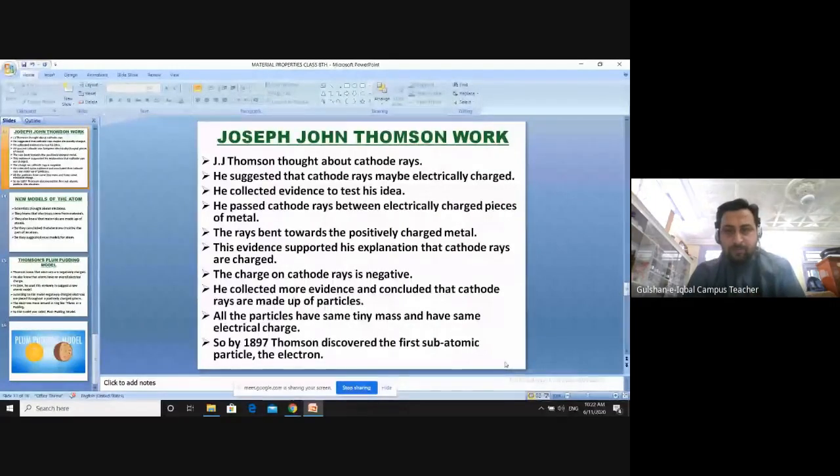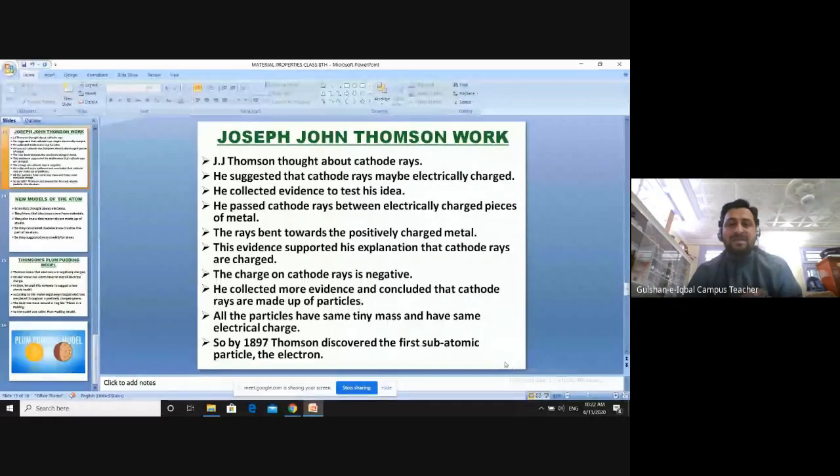So what happens over here? The rays which were moving were bending towards the positively charged metal. He said that there are particles and these particles are basically charged. So he told us that cathode rays are negatively charged particles. Then he collected more evidence and concluded that cathode rays are made up of material particles, and all the particles have the same tiny mass and the same electric charge. It means the mass of each and every particle is the same, and the charge on each and every particle is also the same.